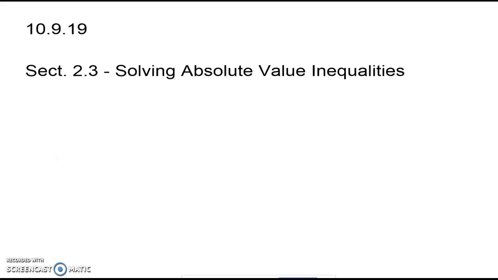Okay, so when we talked about solving absolute value equations, we had something like this, and we said it equaled 2. And we defined absolute value as the distance a number is from 0 on the number line, correct? And so we have two solutions. Two numbers on the number line have an absolute value that is equal to 2, and that's 2 and negative 2.